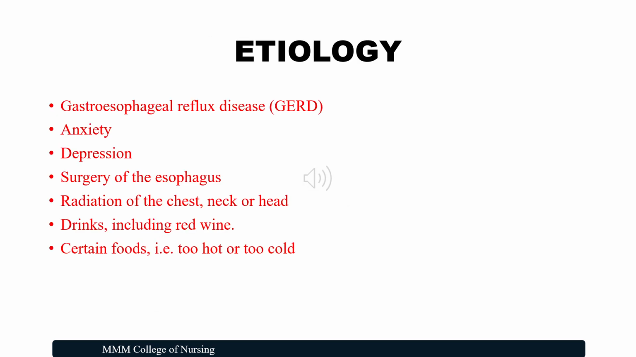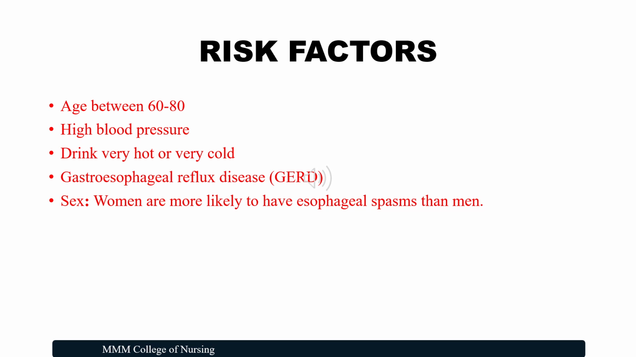What are the causes of esophageal spasm? Gastroesophageal reflux disease, that is GERD, anxiety, depression, surgery of the esophagus, radiation of the chest, neck or head, drinks including cold wine, and certain foods that are too hot or too cold can cause esophageal spasm. Risk factors: age between 60 to 80, high blood pressure, drinks that are very hot or very cold, gastroesophageal reflux disease, and sex: women are more likely to have esophageal spasms than men.